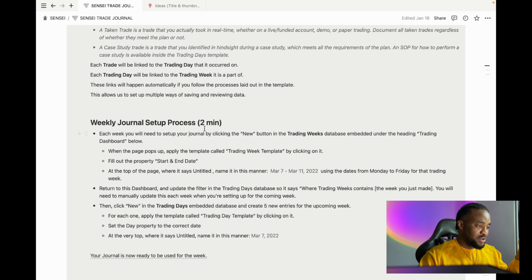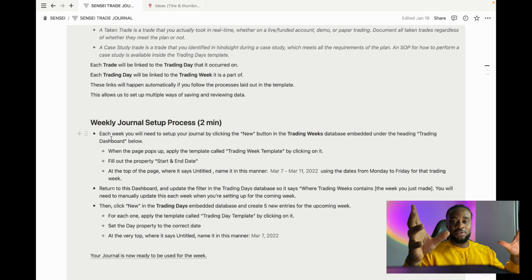Weekly journal setup process: it takes less than 2 minutes sometimes. Also, in my template, I have a weekly journal system, more like a reflection for the week. In that section, all you do is talk about your performance within the week, the results you had, anything you could have improved, anything you want to improve, and just fill that up. It guides you for the next week, so you come prepared.